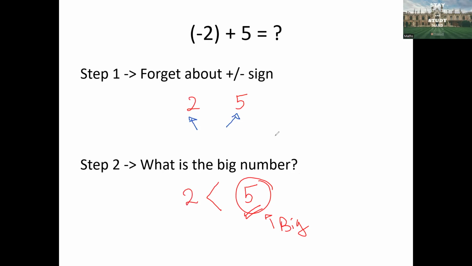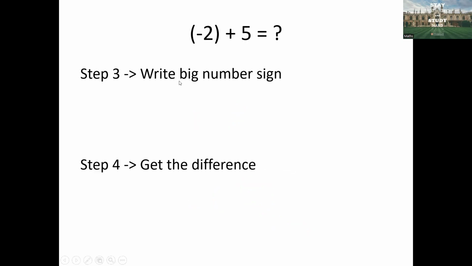So I write 2 and 5. Step number 2, you have to figure out, 2 and 5, what is the big number? That's it. Let's move on to the next. Now, you wrote 2 and 5. So we figured it out. This is the big number.